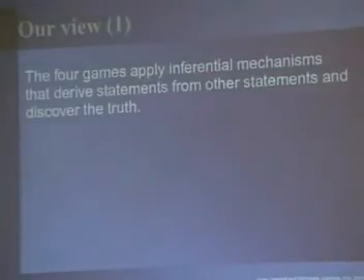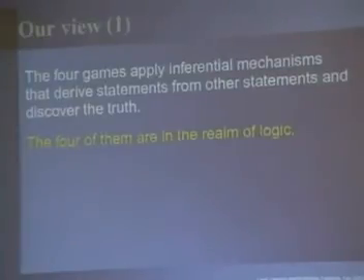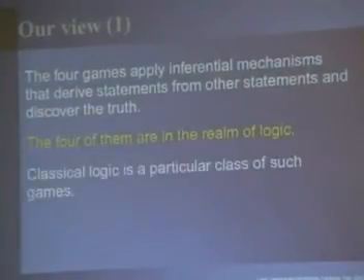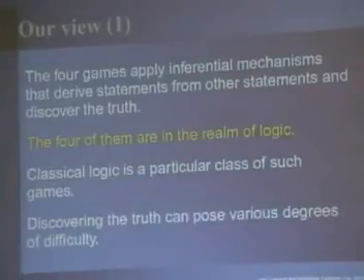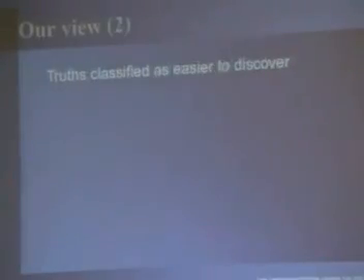So 4 of them are in the realm of logic. Classical logic is a particular class of such games that we have seen, and discovering the truth can pose various degrees of difficulty. Okay? Truths classified as easier to discover are the truths that can be discovered by finite learning. That is, they're simple classes. All you've got to do is wait for enough data, and then you'll be able to tell whether that formula is true or not. These are the same as the truths that can be discovered by deduction in the revised sense, where we restrict it to only Hilbert models. In classical logic, all truths can be discovered by deduction.